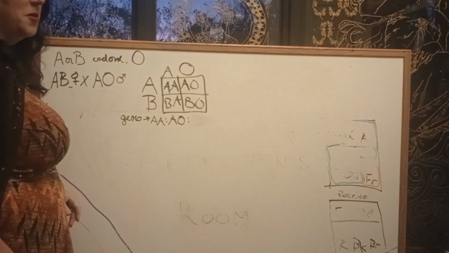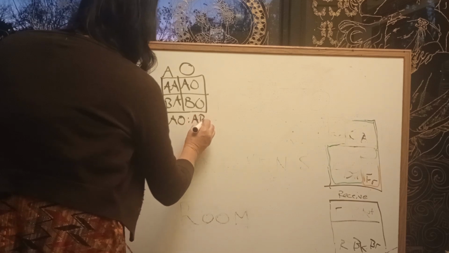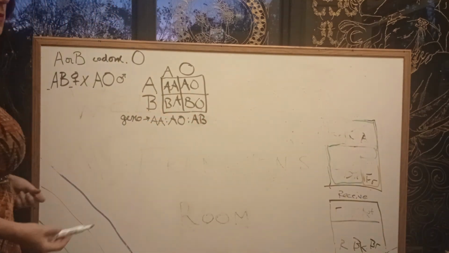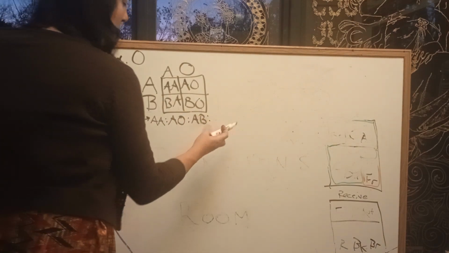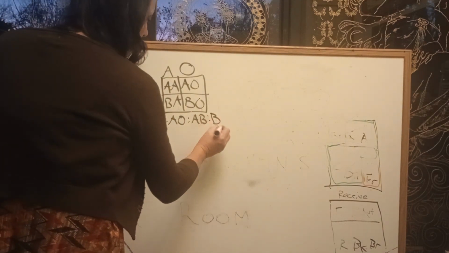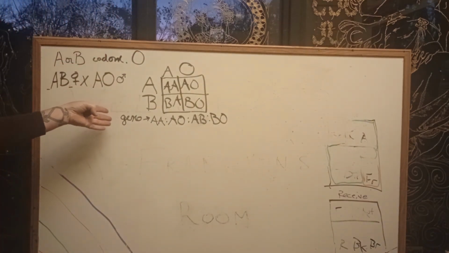No one's ever described their blood as "I have BA." My blood type is AB, which basically means they have the A and the B. They just always say the A first. It's the same thing. And this is BO, which is blood type B. So that's the genotypic ratio on that.